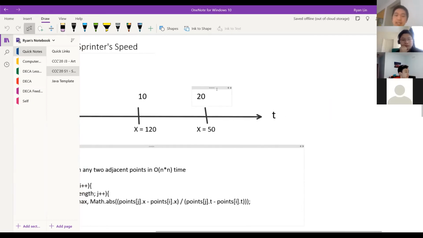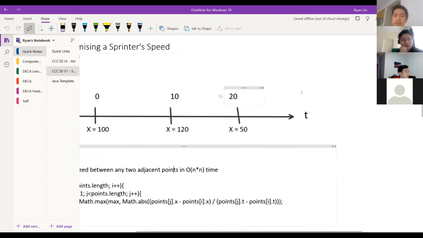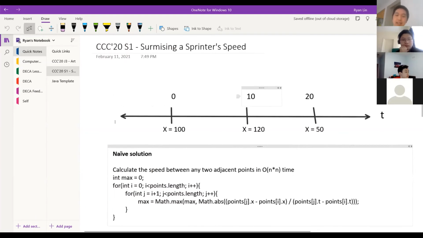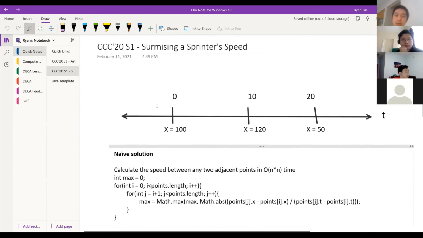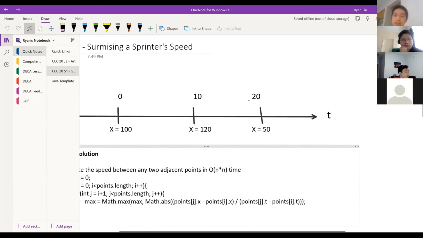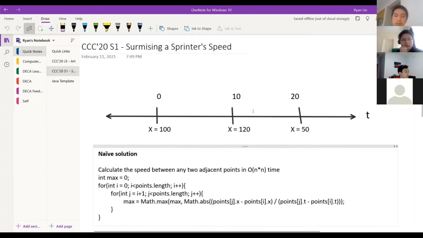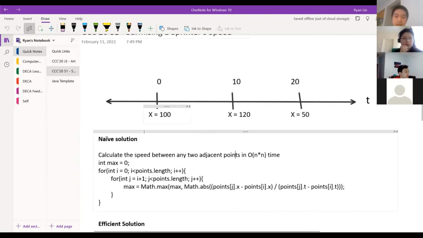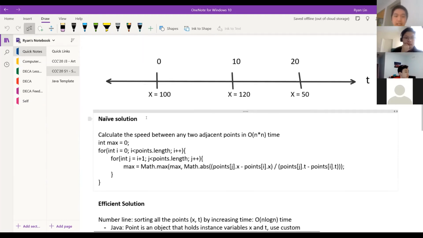So basically what I did is I just sorted the points by time, right? On a number line like this, I'm just sorting the points by time, and you get this kind of ordering, right? So what is the naive solution? Well, let's not even think about the number line. Let's just calculate the speed between any 2 points on the line, right? So what can we do? Well, we can do nested for loops. We just find the distance between every pair of points and just use a for loop to calculate that.